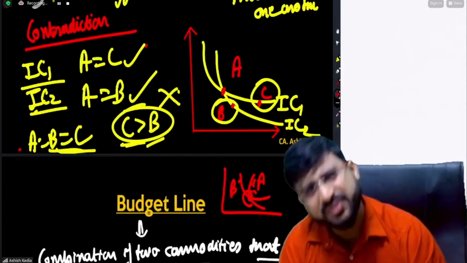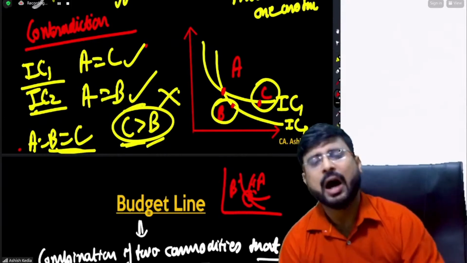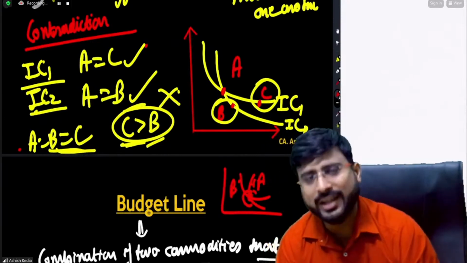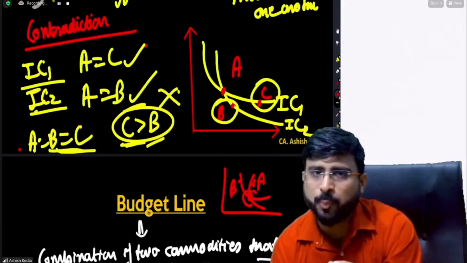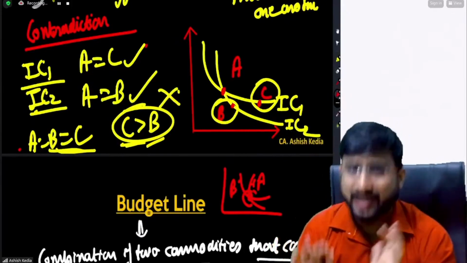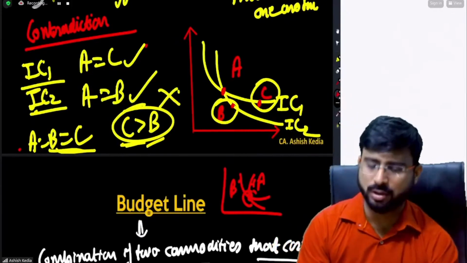But can two ICs give the same satisfaction? No. Higher IC gives higher satisfaction. So how can there be a common point? Common point means both ICs giving the same satisfaction. Is that possible? Definitely not.